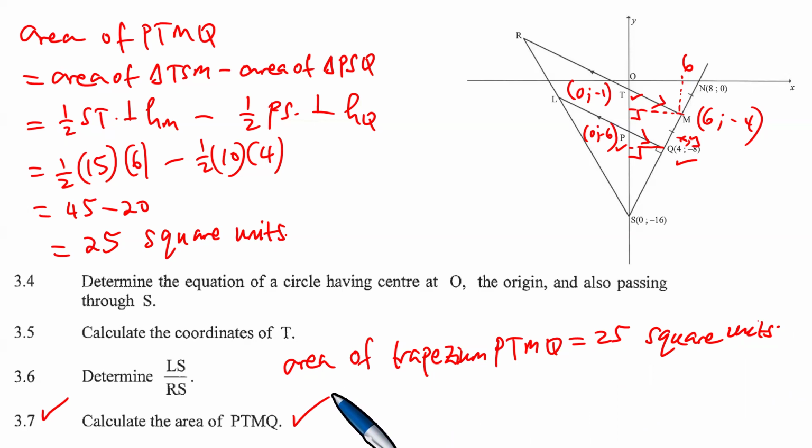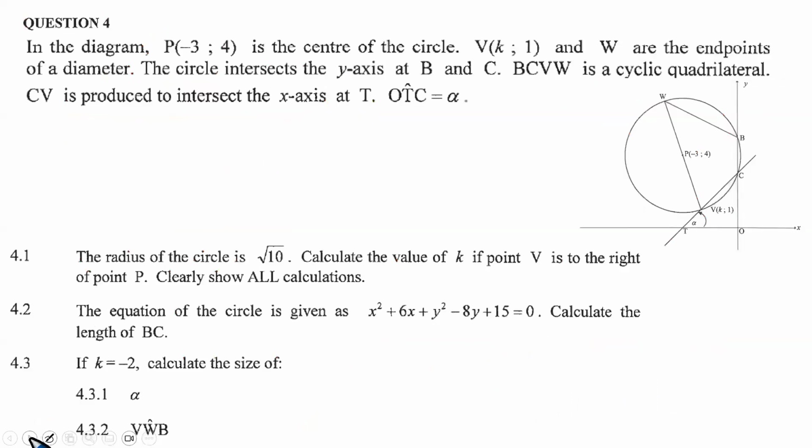Okay, so yeah, that is the area of trapezium PTMQ, which is actually 25 square units there. Next question. The next question is about circles.